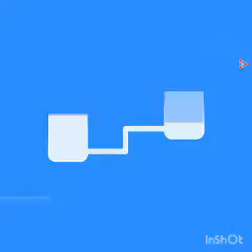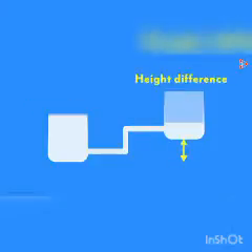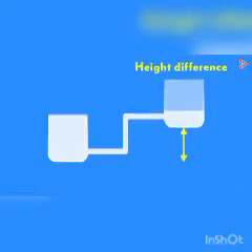As we discussed, it's the height difference that makes the water flow from the beaker on top to the one at the bottom. What happens if I increase the height difference? The flow of water will be faster, correct? Absolutely. So we can say that the flow of water is directly proportional to the height difference.